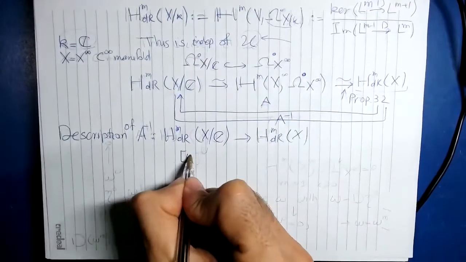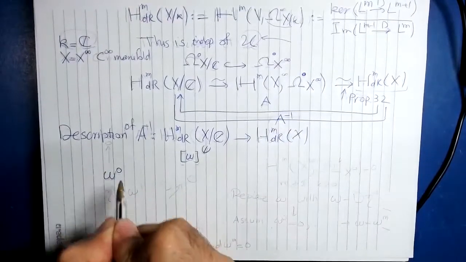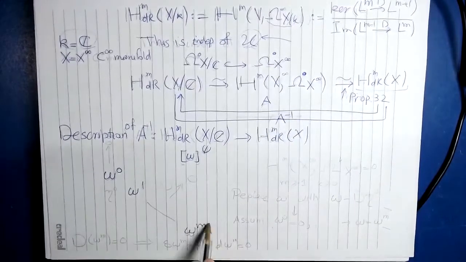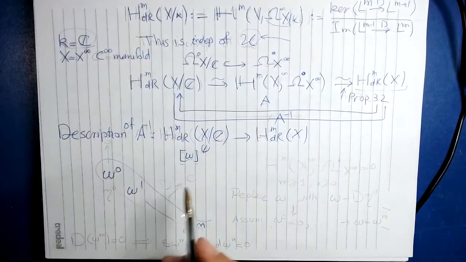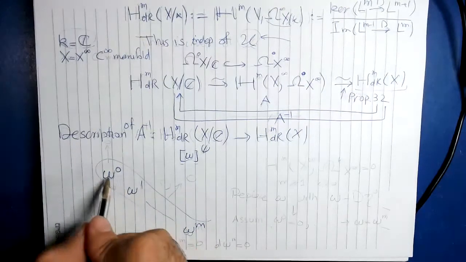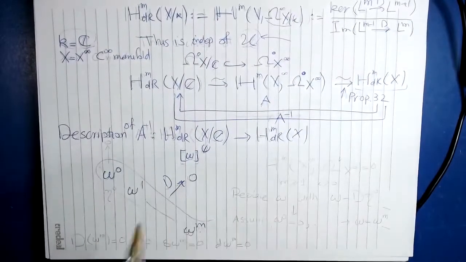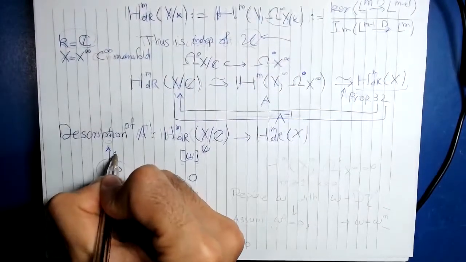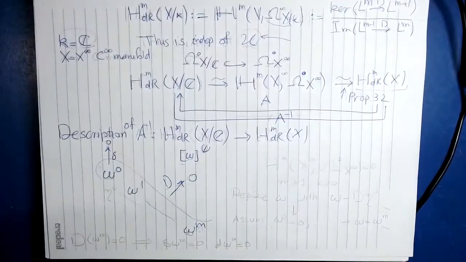So I will take a representative of an element here. What is this representative? It's a collection of zero forms, one forms, and so on. Remember the structure of my double complex, so I am writing similar to the double complex case. So this is my differential form, and its d is equal to 0. And in particular, the delta here is 0. So delta of omega 0 is 0.